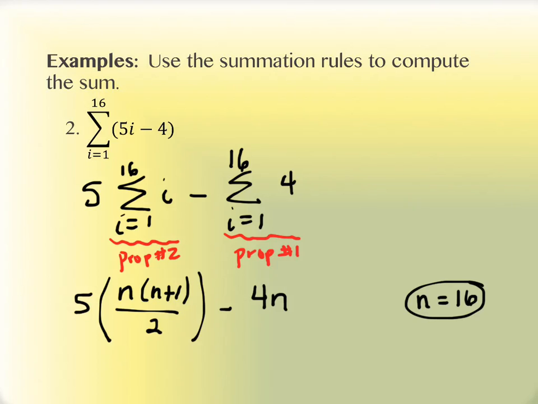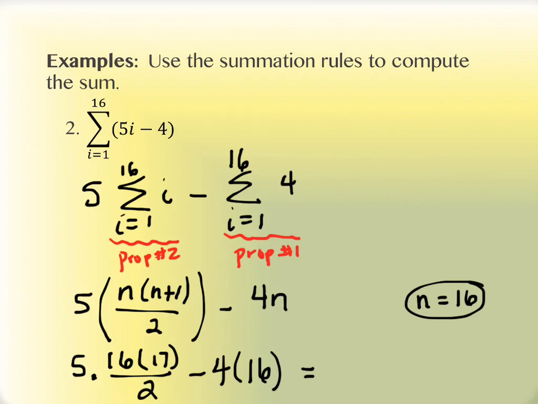And in this problem, n is 16, so if I replace the letter n with 16 everywhere, I have 5 times 16 times 17 over 2 minus 4 times 16. And you can let your calculator do all of that for you to give you a summation value. Grab your calculator, multiply, divide, add, subtract, all that good stuff. And somebody tell me what you get.